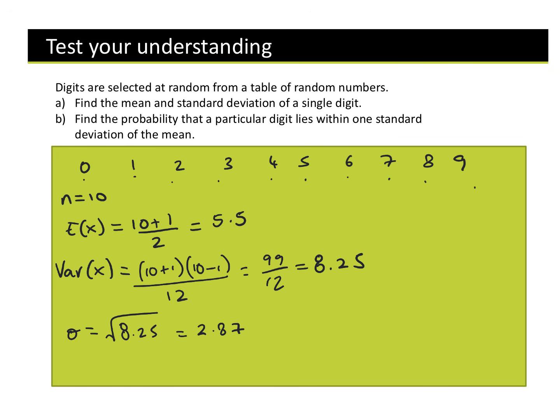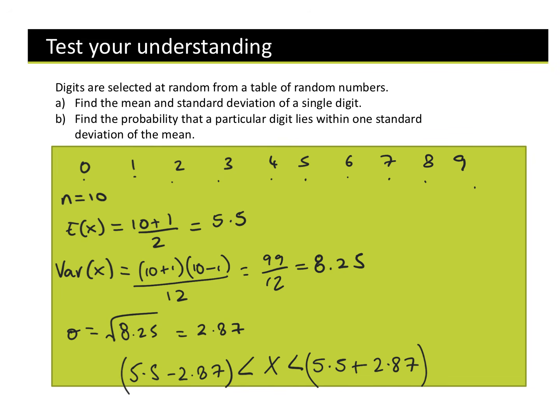And then part B says, using the value of theta, find the probability that a particular digit lies within one standard deviation of the mean. Okay, so we want to know if picking a digit, x, lies in one standard deviation of the mean. So we're going to have, for example, 5.5 plus 2.87, because this is one standard deviation, and 5.5 minus 2.87.